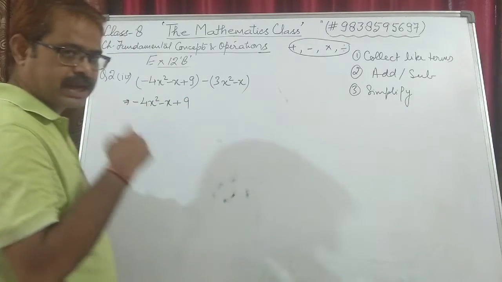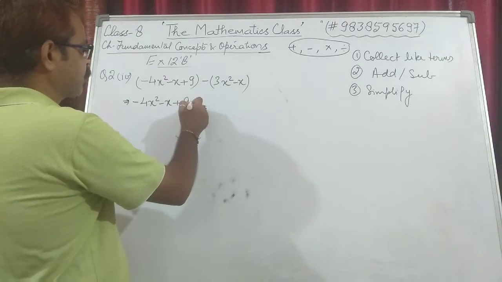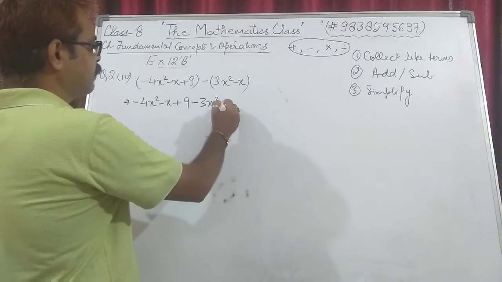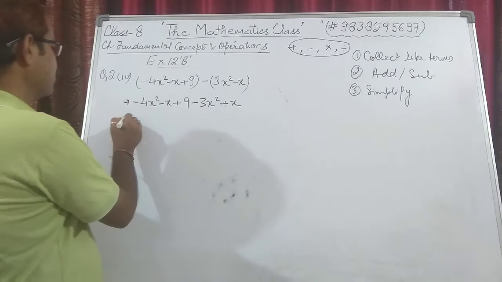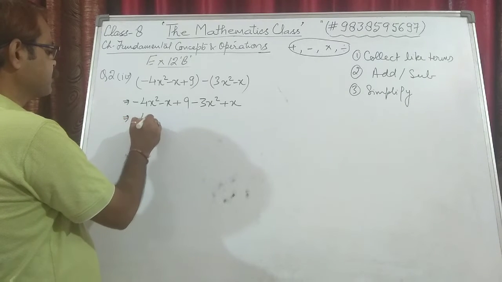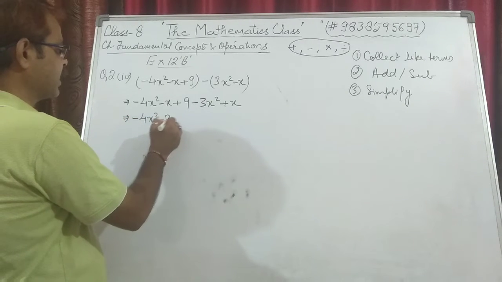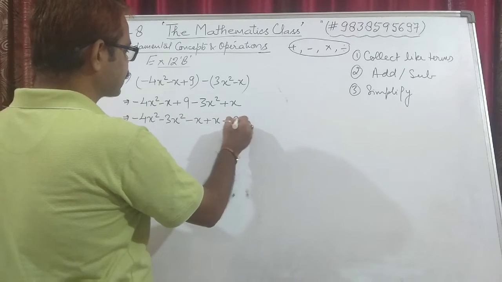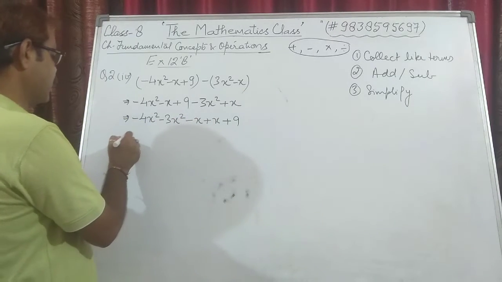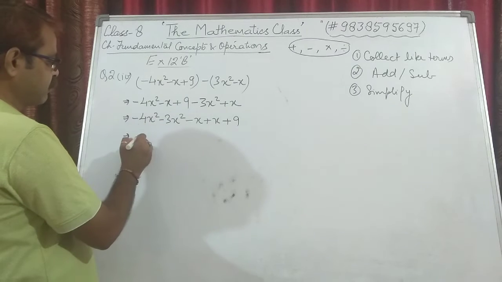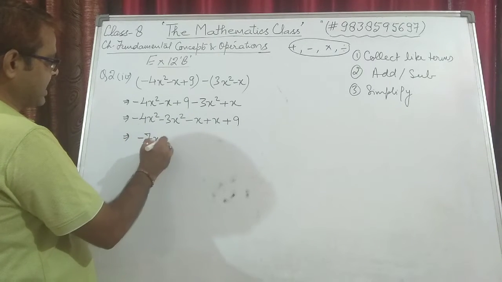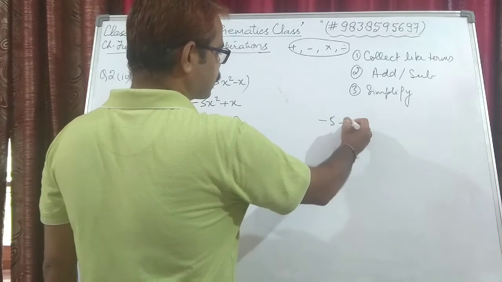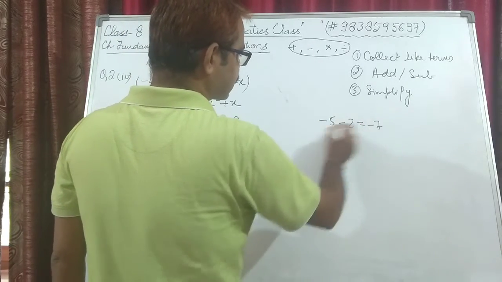When the bracket is open, the sign inside the bracket will change. This was plus, so it will become minus 3x square, and this was minus x, it will become plus x. So we'll write like terms, minus 4x square and minus 3x square, then minus x and then plus 9. Here we don't have any constant. Now minus 4 and minus 3 will give you minus 7x square. Suppose I say minus 5 and minus 2 will give you what? Minus 7.